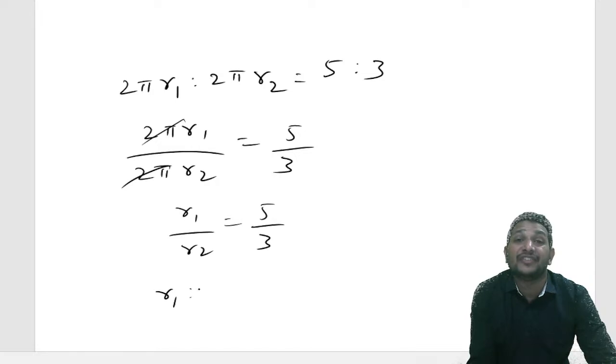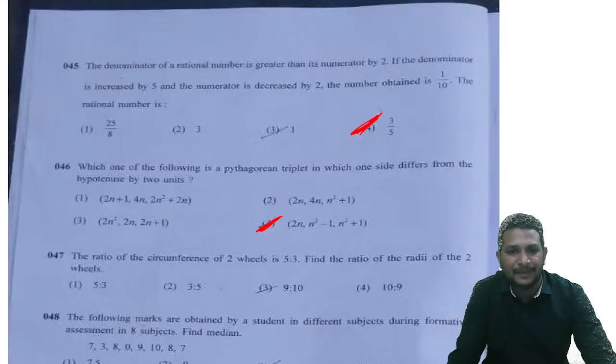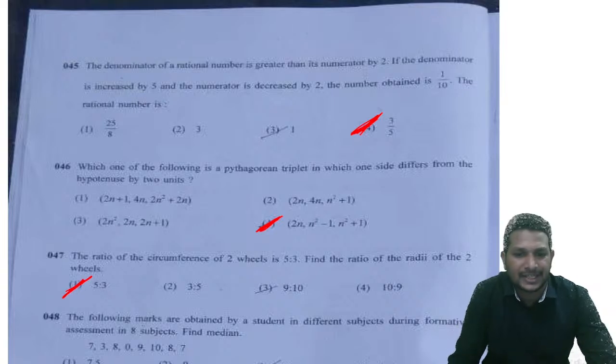Which means the ratio of radius is also 5 is to 3. So the answer for this question is what? Option 1. Option 1 is the answer for this. Okay, next question number 48.